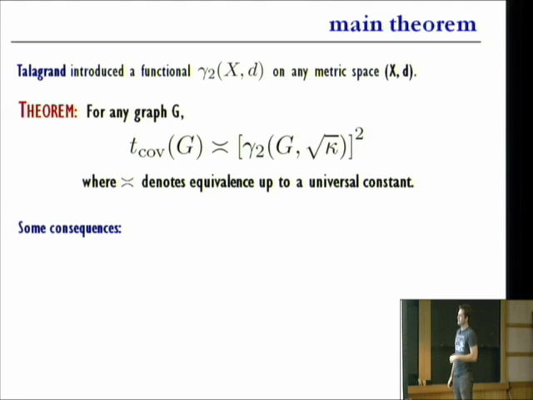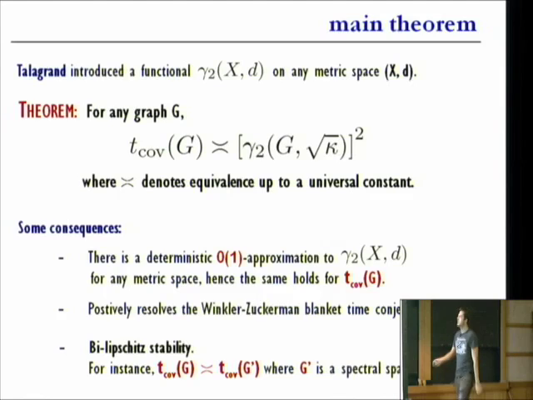As consequences, we answered this sequence of open questions. For instance, in the paper we give, for any metric space, a deterministic constant factor approximation for gamma 2. Of course that gives the same thing for the cover time. I'll mention in a second why it positively resolves the blanket time conjectures, but it's not too difficult to show that with this in hand, you also solve the blanket time conjectures, so that the blanket time of a graph is proportional to its cover time for every graph G.